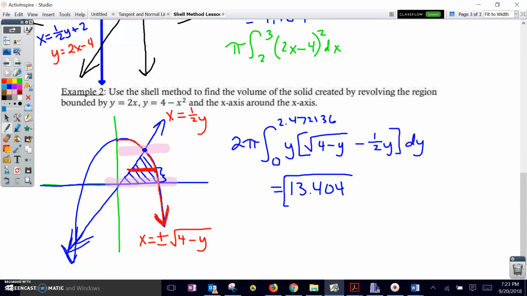So that's the mechanics of how the shell method works when we're revolving things around the x-axis.